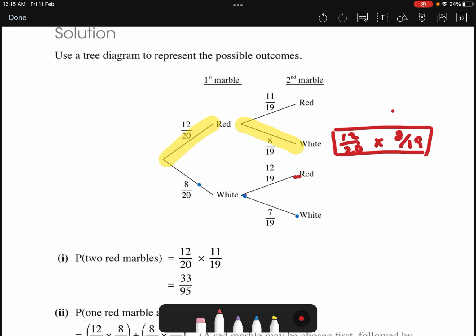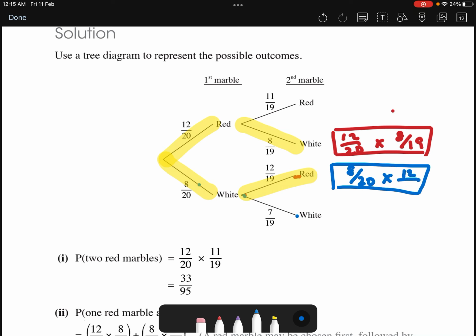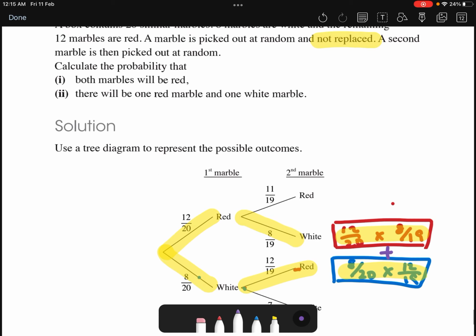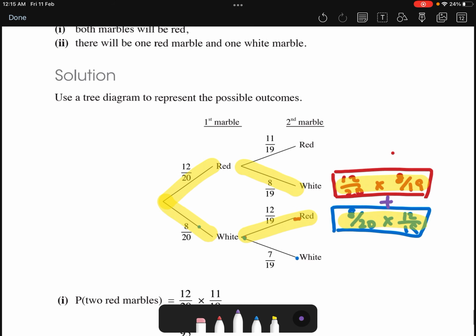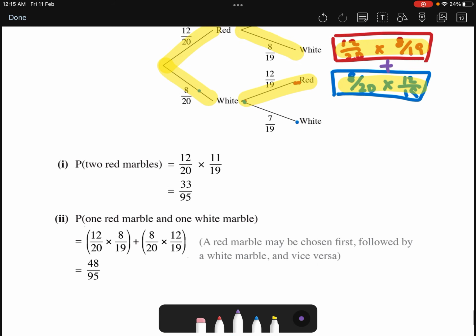Okay, don't forget there's one more configuration. If you choose white first, then the second will be red. So this is the second one. So it's 8 over 20 multiplied by 12 over 19. So you calculate what is this first, then you calculate what is this. Then of course don't forget to add up. So you multiply the first branch, then you multiply the second, then you add up both of these probabilities. Alright, so that is how you do this example 6. Actually, tree diagram is quite simple lah.